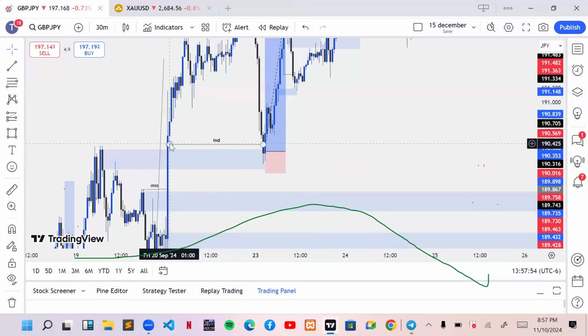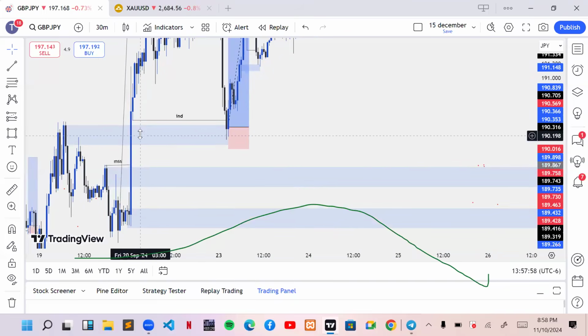It's actually that inducement that will tell you whether you're picking your trade from the breaker block or picking the trade from the other block. If the inducement mitigates this breaker, your next entry will be from here. If the inducement mitigates this breaker, your next entry will be from the other block.